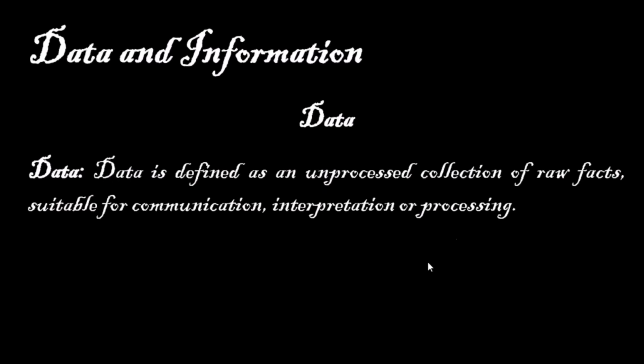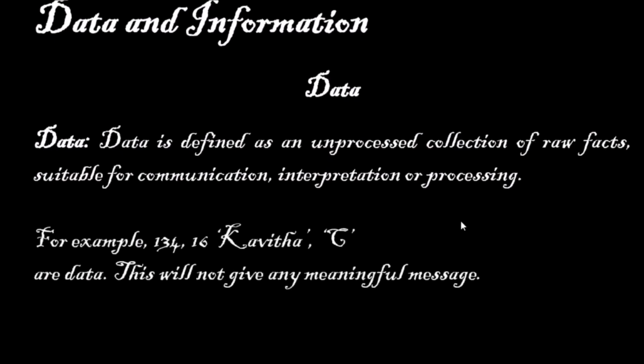For example, 134.16, Kavita, C are data. This will not give any meaningful message. We don't know what is 134, what is 16, what is C, we don't know that, isn't it? So this is the raw fact. So before starting our computer project, we should collect our data, then we should convert it into information. Okay, so let's see what is information.